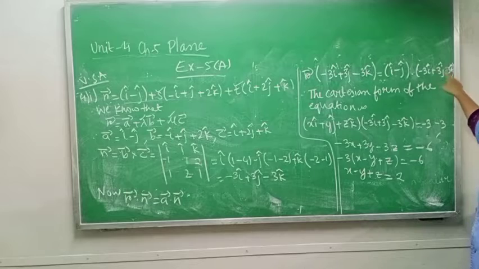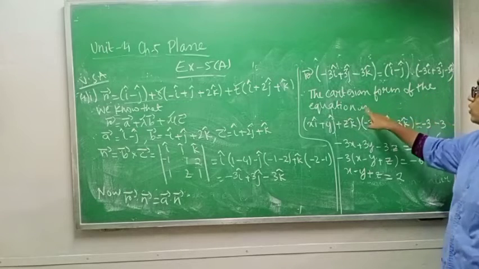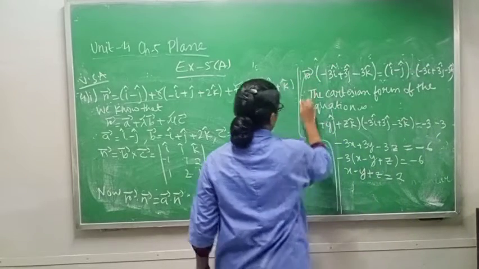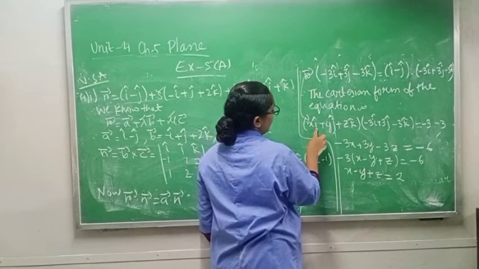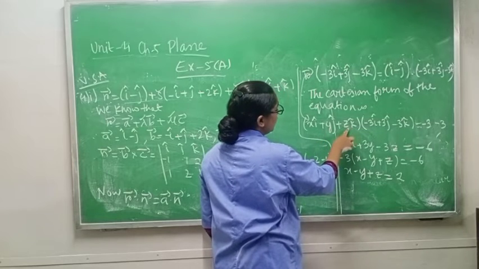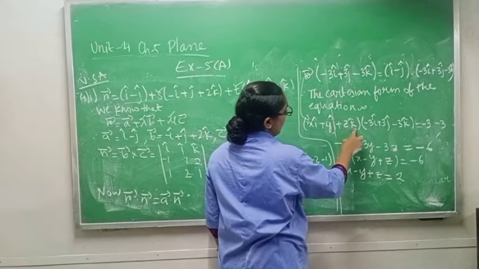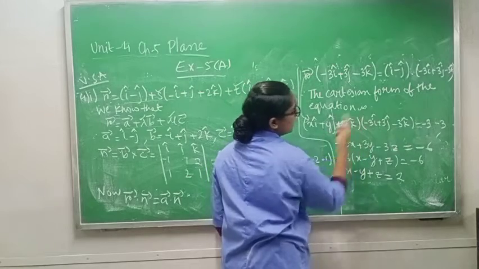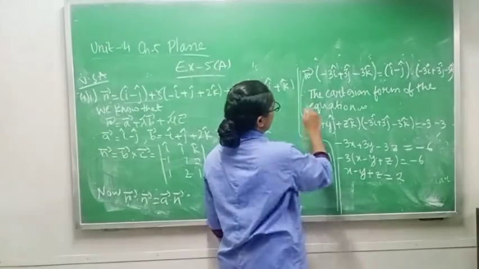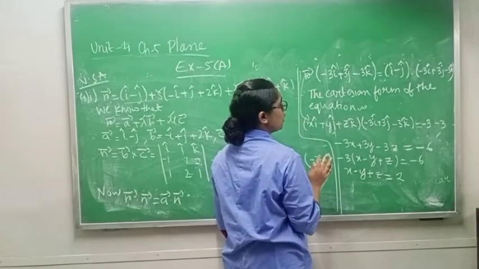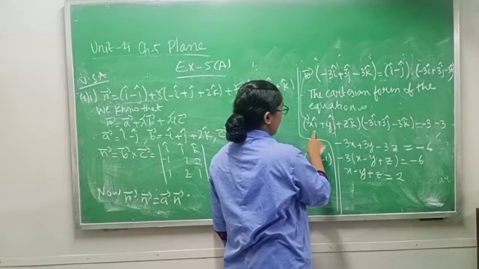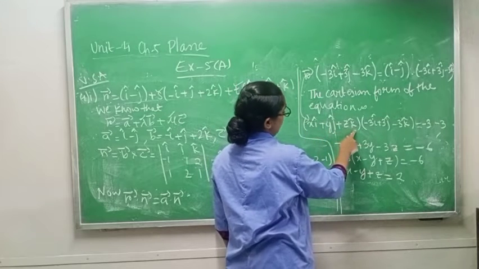Okay. Now the Cartesian form of the equation: whenever they tell you to find the Cartesian equation, in place of r vector, what will you write? x i cap plus y j cap plus z k cap. Why? To eliminate i cap, j cap, k cap. When it is multiplied with this, i cap, j cap, k cap will be eliminated, removed. Okay. So whenever you have the Cartesian form of the equation of a plane, in place of r vector you will write x i cap plus y j cap plus z k cap.